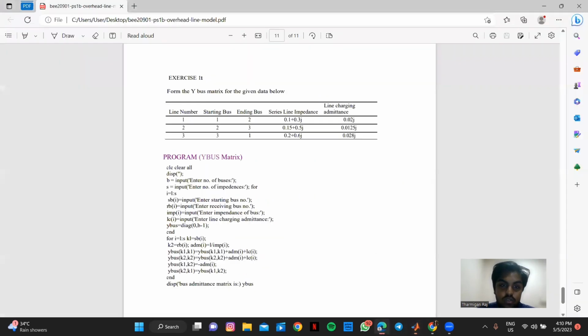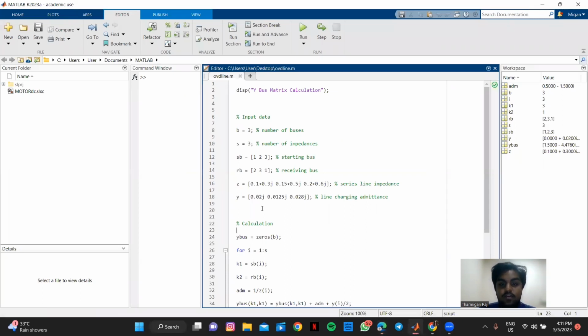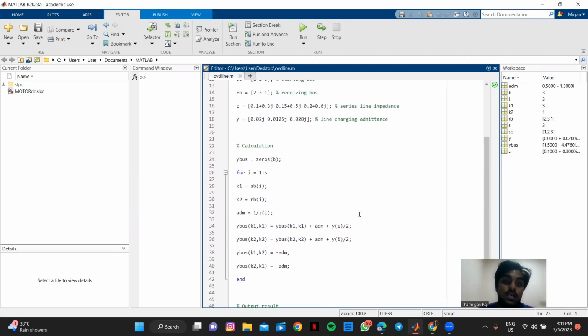Where it is shown here. As you can see here, the starting buses are 1, 2, 3. The receiving bus can be seen in the ending bus here. It's like starting from 1 to 2, 2 to 3, and then 3 to 1. That's how it works. And then for the Z, these are the series line impedance, which are already given in the table just now. And then Y is the line charging impedance.